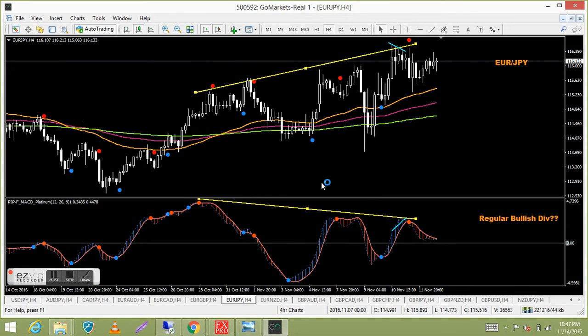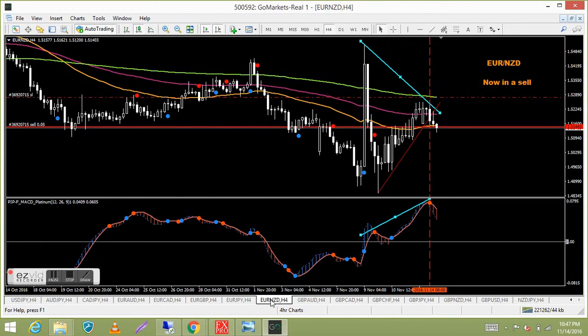Euro Yen, same deal, nice sort of grind up. MAs are starting to spread a bit, so it's looking like an uptrend. However, MACD Platinum not making any new highs, so there's that divergence again. And yeah, another one, just keep our eye on. Euro New Zealand, this is the one I'm in the trade just before.